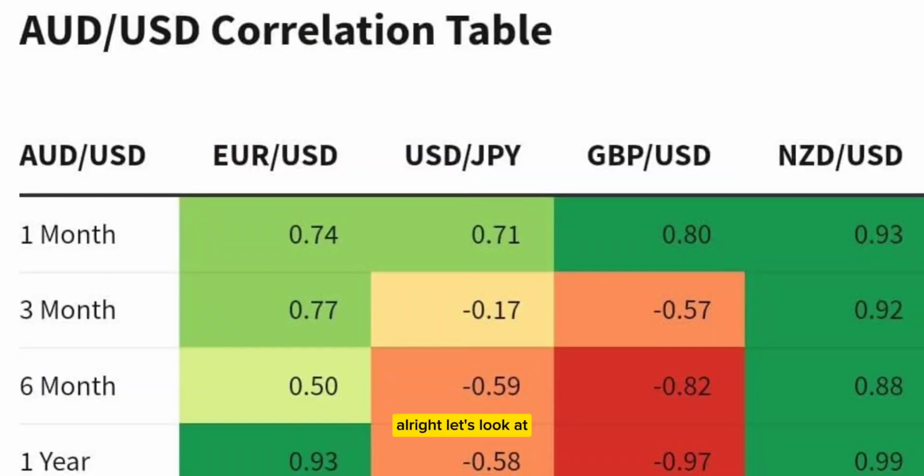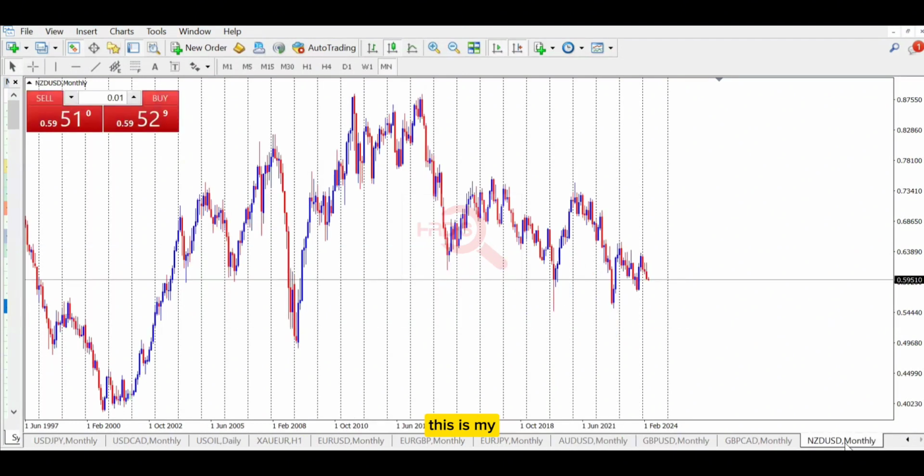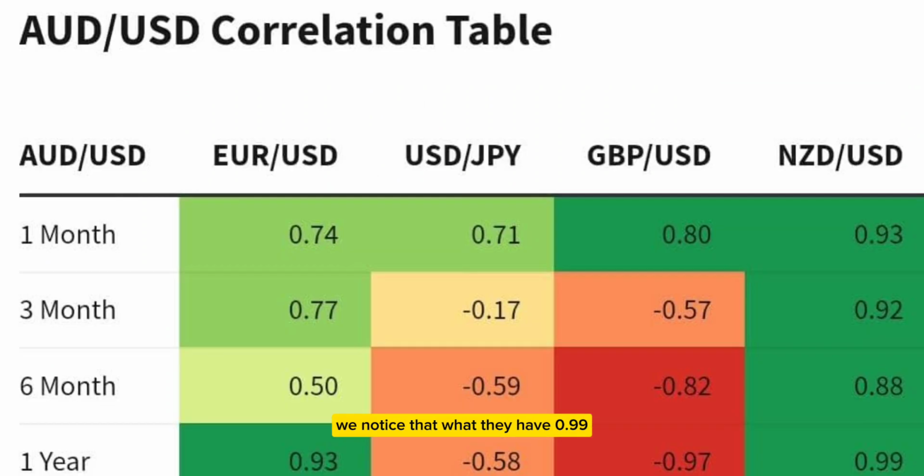All right, let's look at a different pair altogether. Let's look at AUD USD and NZD USD. This is my AUD USD monthly time frame. This is my NZD USD in monthly time frame. We notice that they have 0.99. That is a strong positive relationship. That means when one is going up, the other one is also going up.